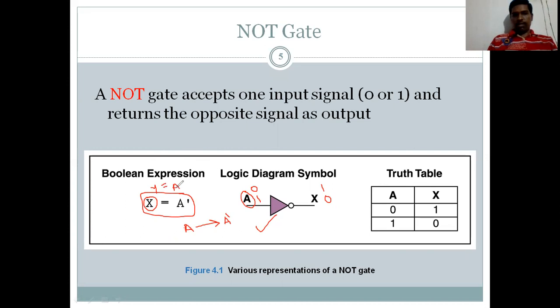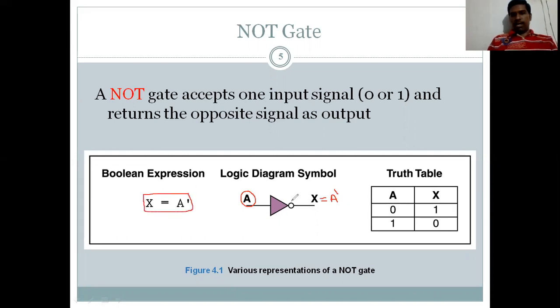Y is equal to A bar. Why am I writing A here? Because the input given is A. Suppose if I take the input as y, then I should write y is equal to y bar. Suppose I take x, I should write x bar. So whatever literal you take at your input side, that should be mentioned at your output. Since I am taking A as my input, the output is the input A complemented, because it is a NOT gate. This is the Boolean expression.